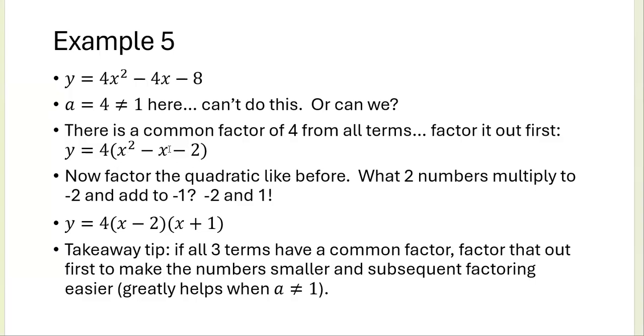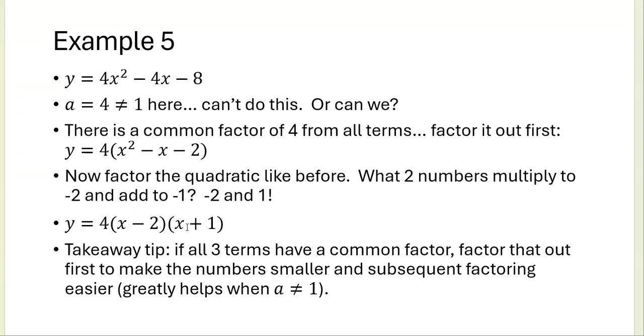So if we distribute it back, you get back this, okay? Now this is a equals 1. We can factor it like before, okay? So we need two numbers that multiply to negative 2 and add to negative 1. What two numbers do that? Negative 2 and 1. So we can write it as 4 times x minus 2 times x plus 1.